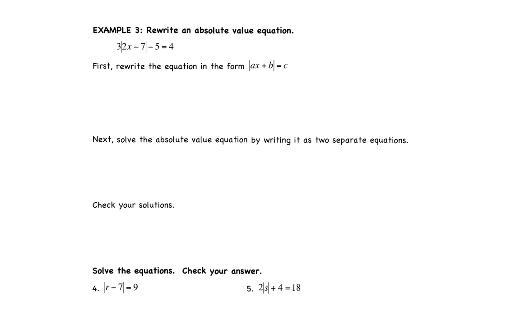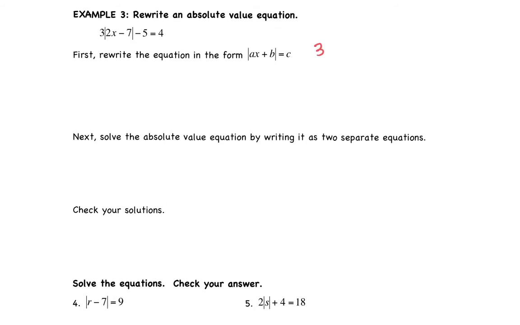So let's start doing that. The other thing I want to make sure to note here is we cannot distribute this 3, because the 3 is not inside the absolute value bars, and you can't take things in and out of the absolute value bars. So you might be tempted to distribute that 3, but you cannot. The first thing I'm going to do here is add 5.